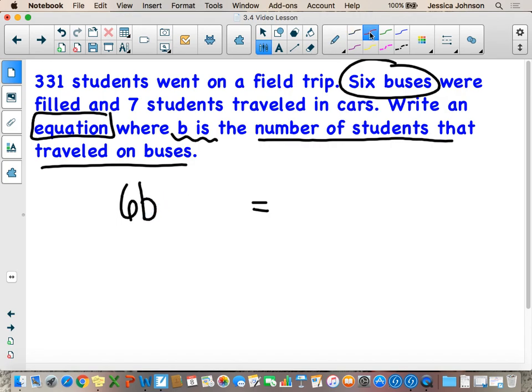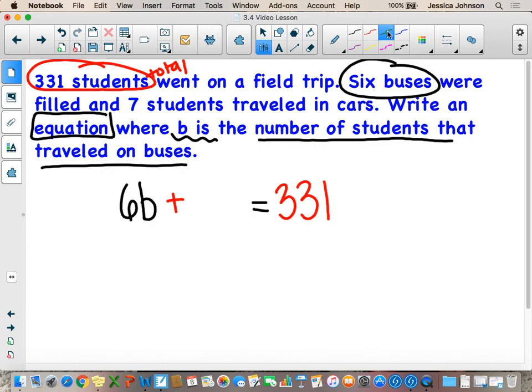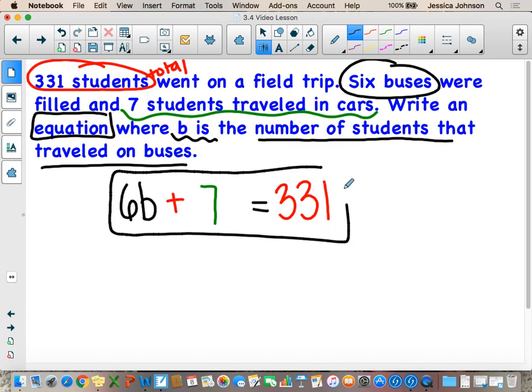Looking at this problem, 331 is representing all the students, the total. Okay, on one of the earlier slides, we talked about total means adding. I'm finding the total amount of people. My total is 331. What else makes up the total? Well, we have 7 students that had to come in cars. So I'm going to add those 7 onto the students that were on the bus. Okay, so there's my equation. All I was asked to do was write an equation. So here's my equation.